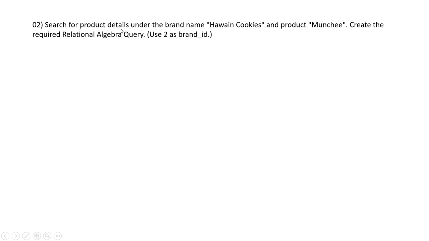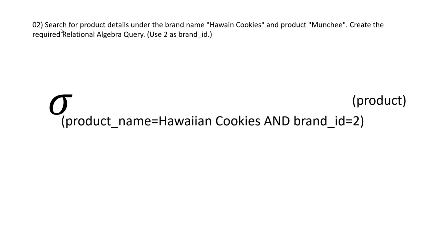Then our second question says, search for the product details under the brand name Munchie and product Hawaiian cookies. So now we have to write a relational algebra query to find these required details. So as you can now see, this is my answer to this question. We are using sigma symbol in this relational algebra query, which means selection.